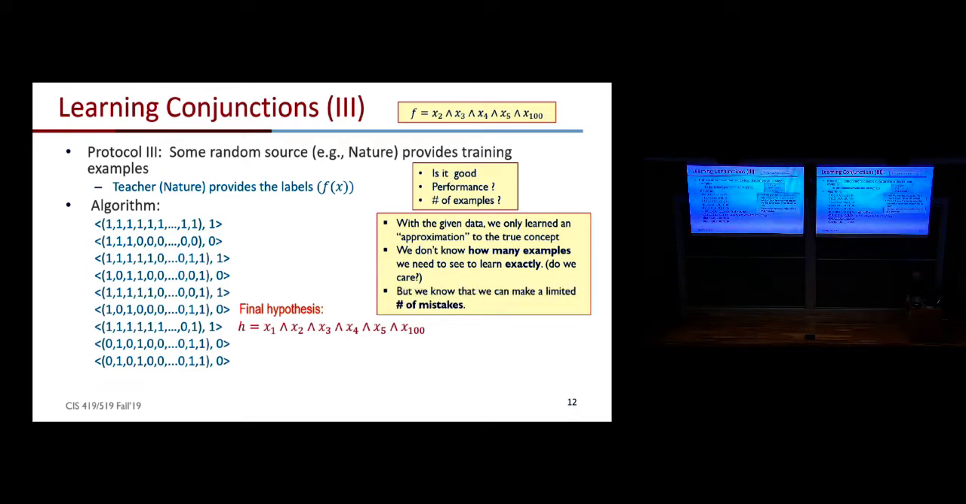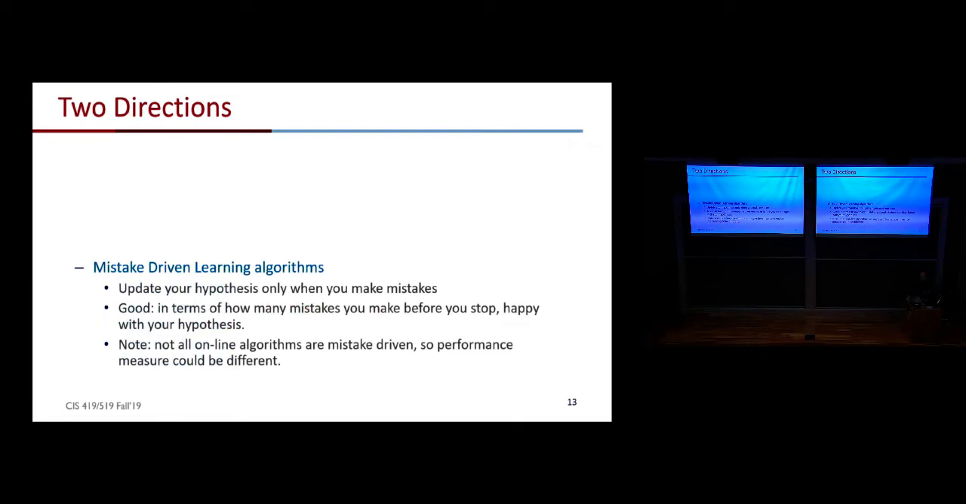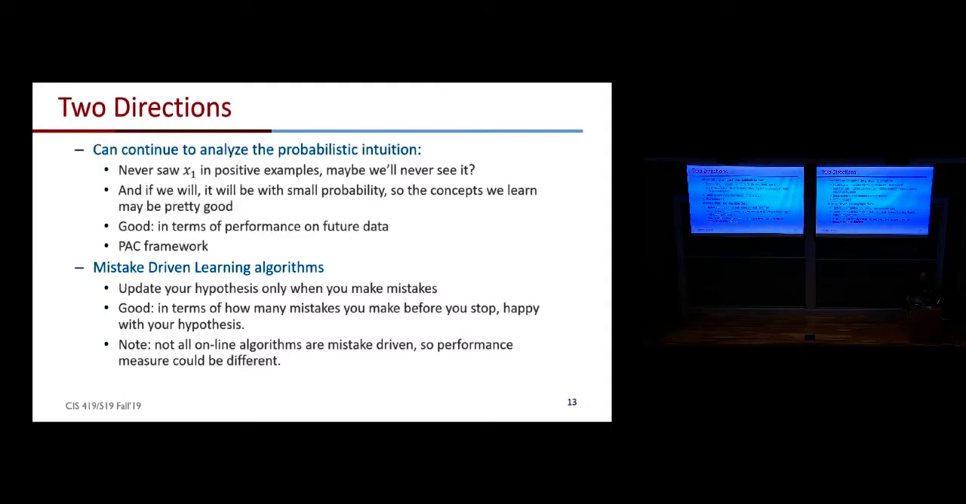And we want to go beyond this. So after this section, I told you there are two directions, right? We can either talk about mistake-driven algorithms, which we have done, or we can continue to analyze this probabilistic intuition. And here is the probabilistic intuition that we developed then.